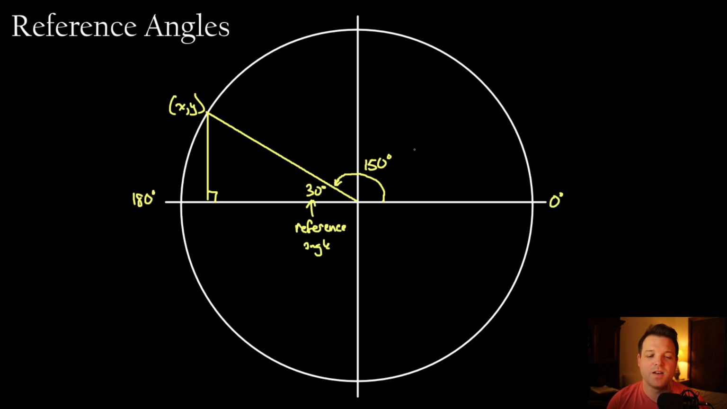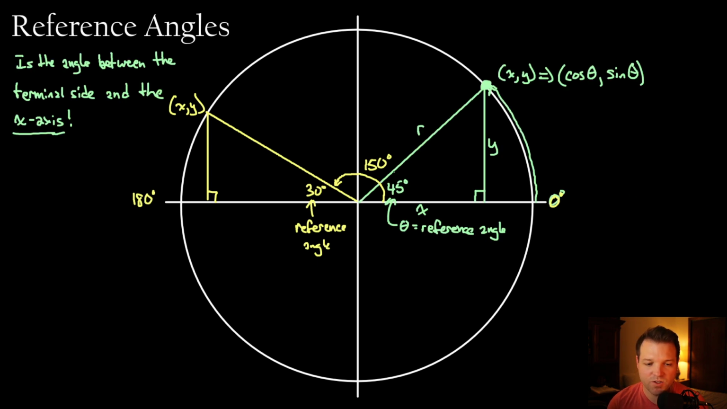Now you may be asking yourself another question here. Let me bring up my original. We're using this angle 45 to figure out this x and y value, and we're using this angle here, this reference angle of 30, to figure out this x and y value. Why wouldn't we use this angle here?